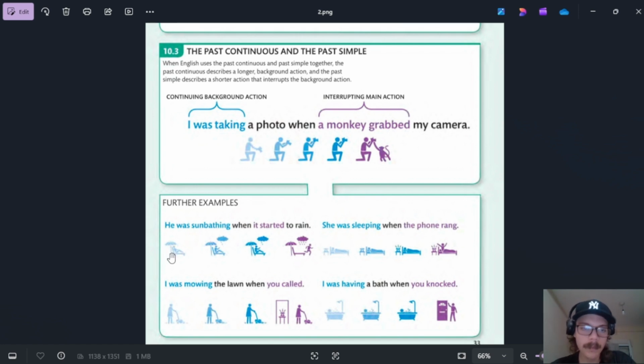Easy, okay? Now, in the case that you want to make a negative, again, it's the same as the present continuous. If you remember, you have to add not after the verb be. So in this case, the verb be is was. You can say he was not sunbathing. And it's the same for the others. I was not mowing the lawn. She was not sleeping. I was not having a bath. Hopefully, that is enough to clear the idea for questions and negatives.